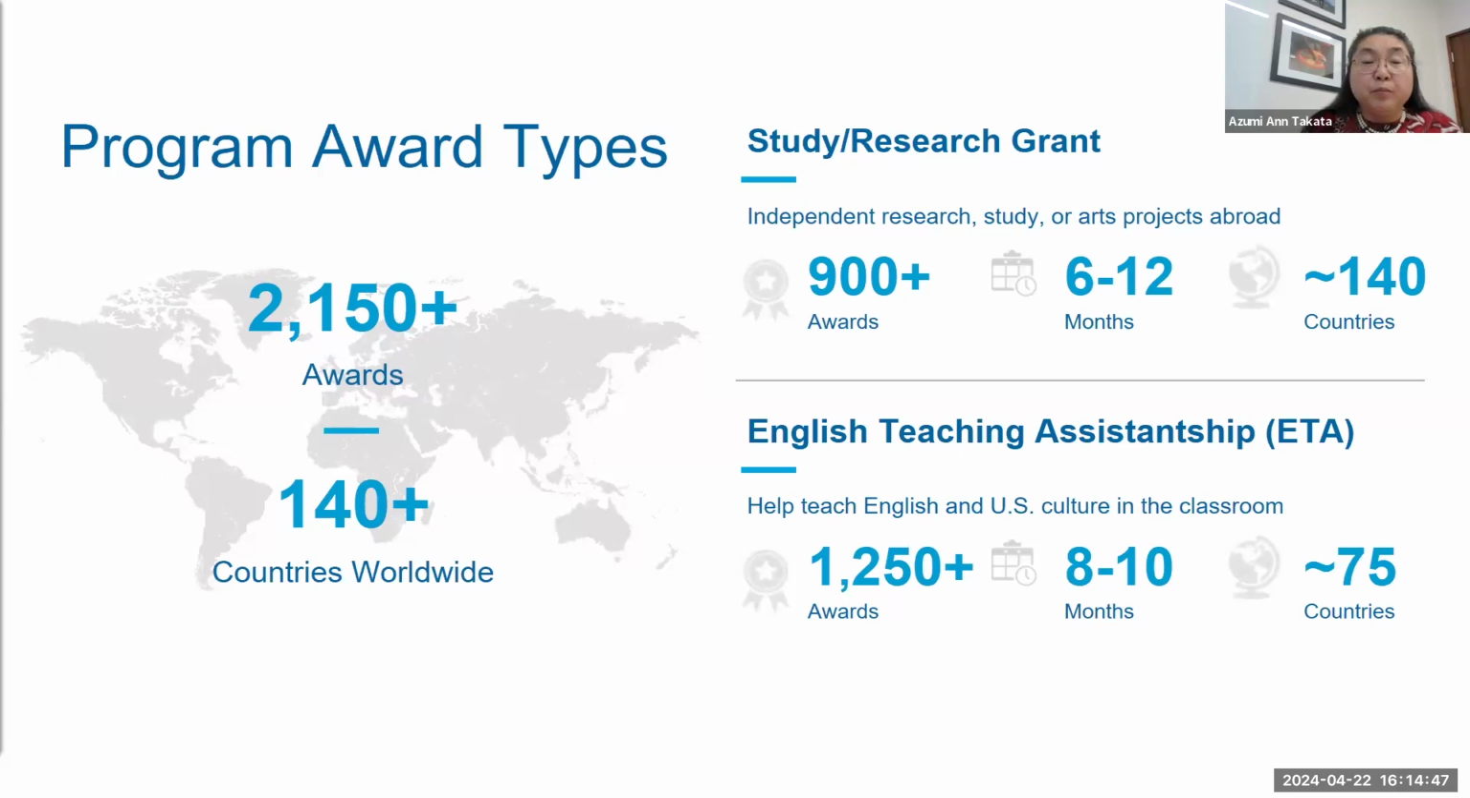In terms of award types, the Fulbright U.S. Student Program awards come in two basic types: the study research grant and the English teaching assistantships. There are approximately 2,150 or so awards going to 140 countries. About 900 awards are for independent research, study, or arts projects in pretty much all of the countries that the Fulbright is associated with, and then ETAs, or English teaching assistantships, are a few more awards, 1,250 or so, in about 75 countries or thereabouts. Study and research grants further subdivide into graduate study, independent research, and performing and creative arts projects. And we'll come back and talk a little bit more about that later.